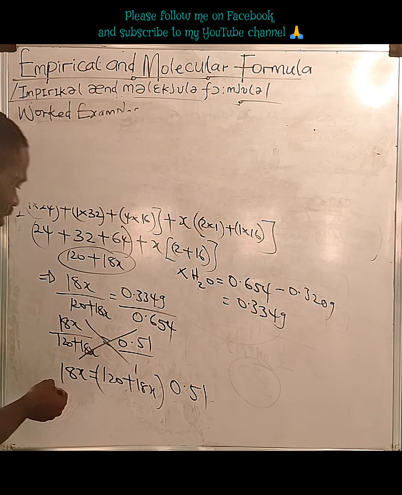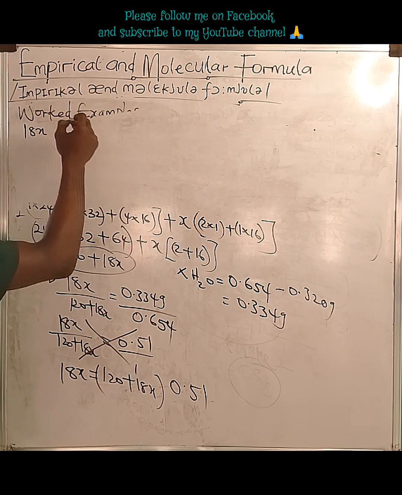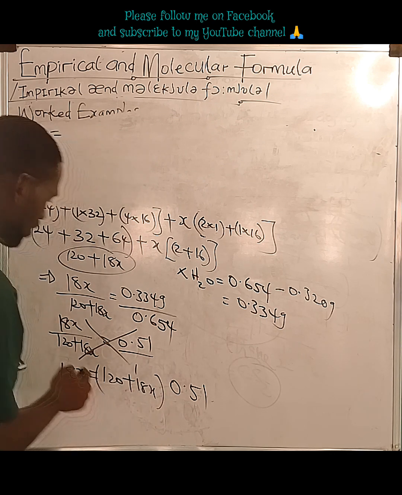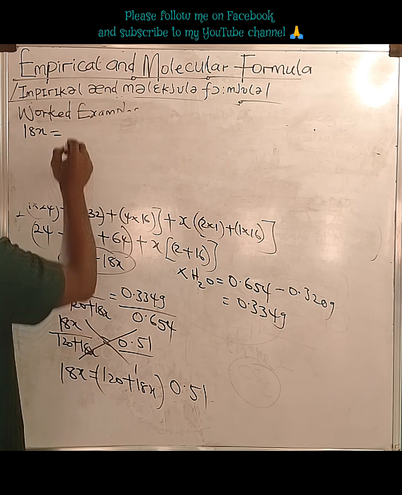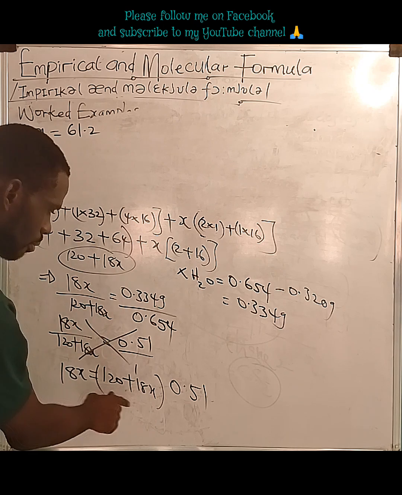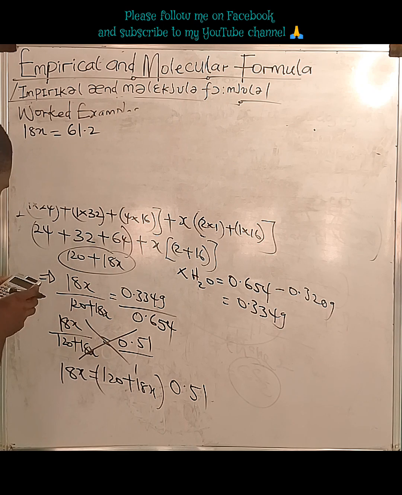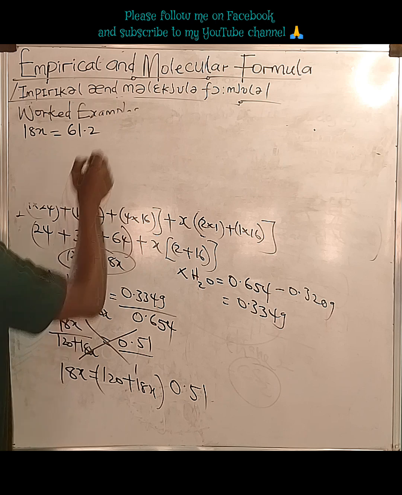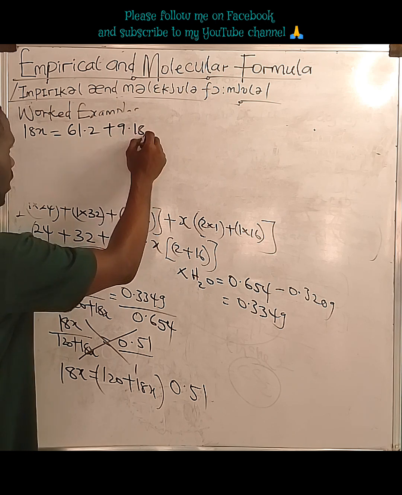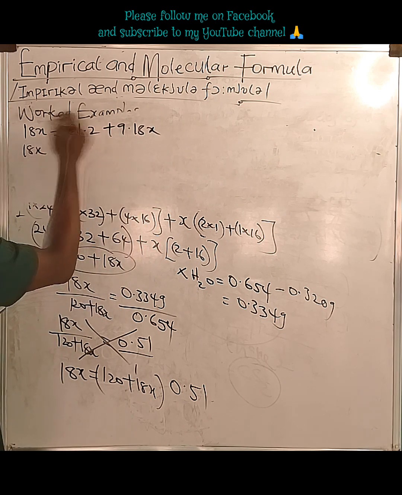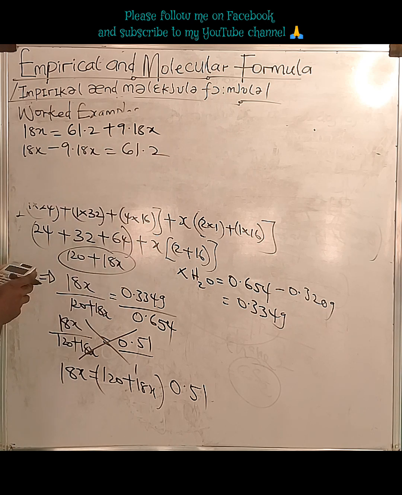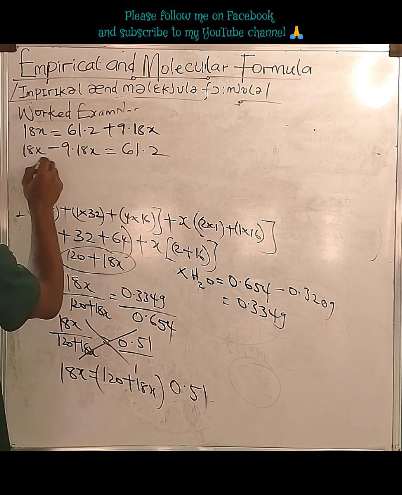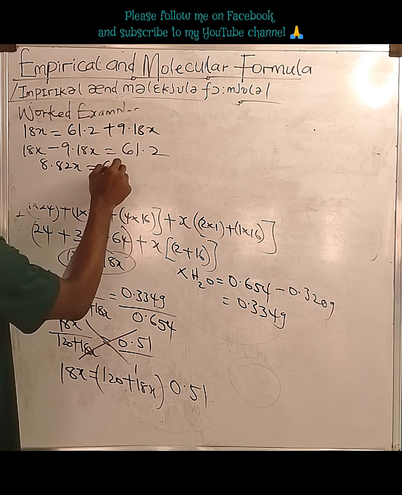Let's finish off from here. So what do we have? 18X equals 0.51 times 120, which gives us 61.2, plus 0.51 times 18, which gives us 9.18X. So collect our like terms: 18X minus 9.18X equals 61.2. 18 minus 9.18 gives us 8.82, so 8.82X equals 61.2.